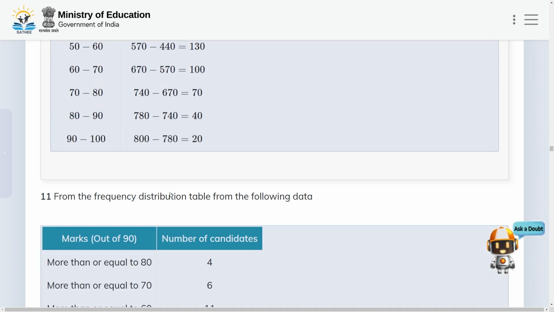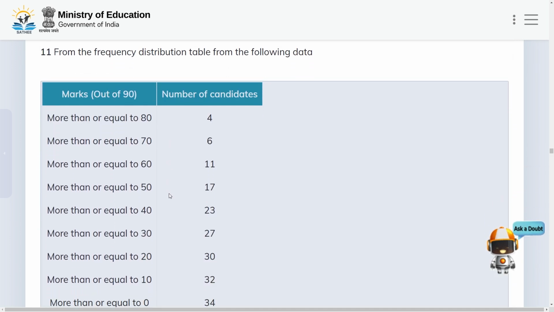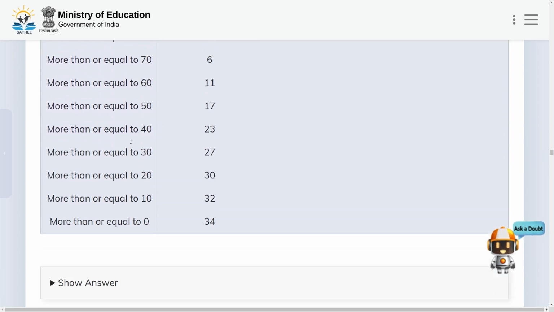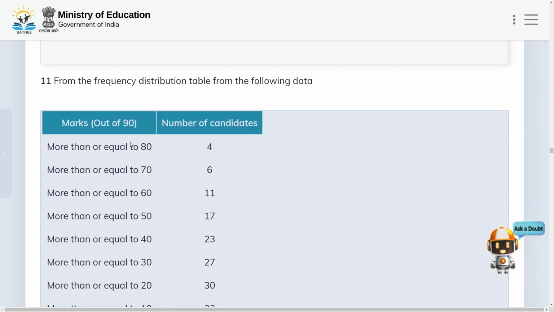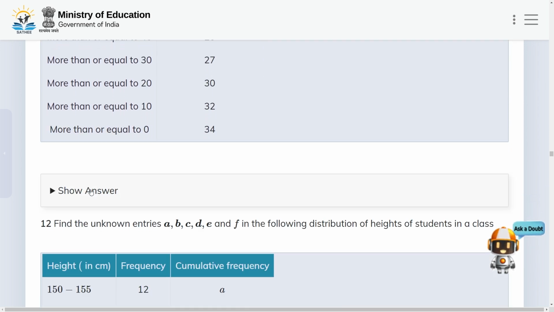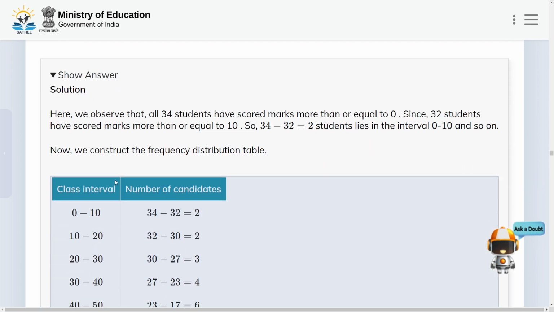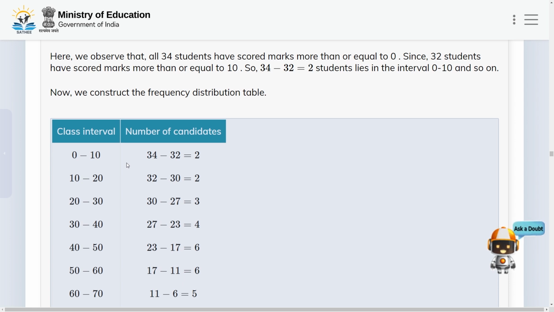Okay, so now let us move to the next problem. In the next problem, from the following data, we need to construct the cumulative frequency distribution table. Okay, so here we observe that all 34 students have scored marks more than or equal to 0. Since 32 students have scored marks more than or equal to 10, 34 minus 32, that is equal to 2 students lie in the interval 0 to 10, and so on.